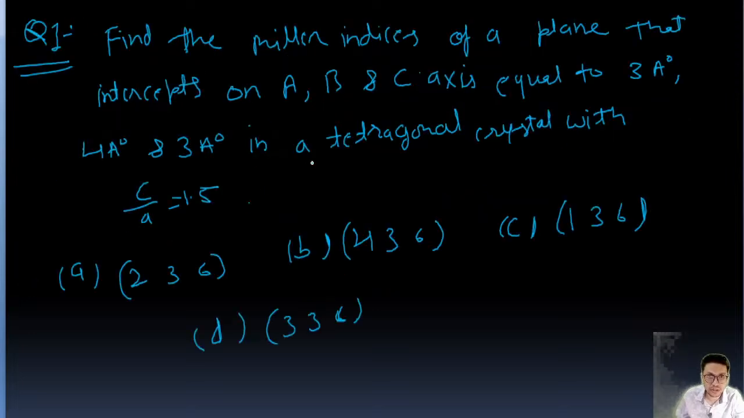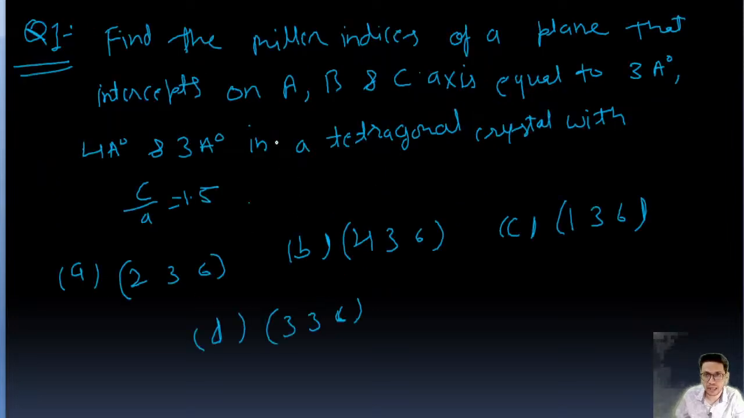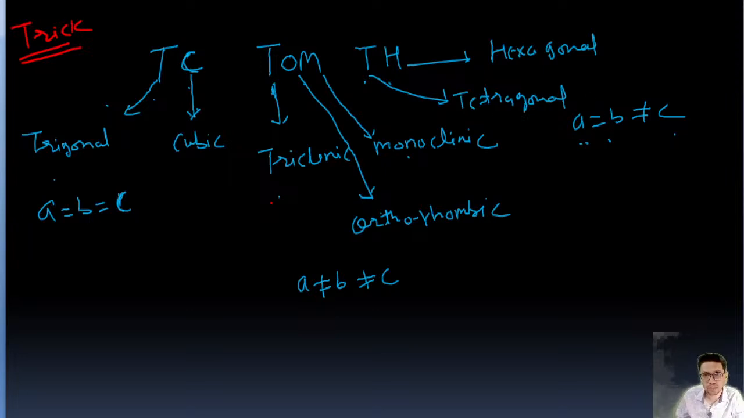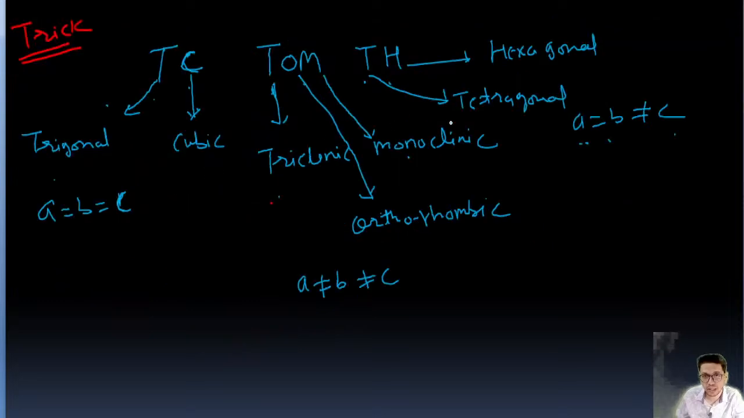In this question, the crystal given is tetragonal. Tetragonal is given, which means we need to know this condition. If you know this trick, then we can easily know. Take care Tom TH. In tetragonal, two sides are equal, the third is not equal. Now we will use this in this question. If we don't know this condition, then we would not be able to solve this question, guys. That's why this trick is important, and you need to learn it.